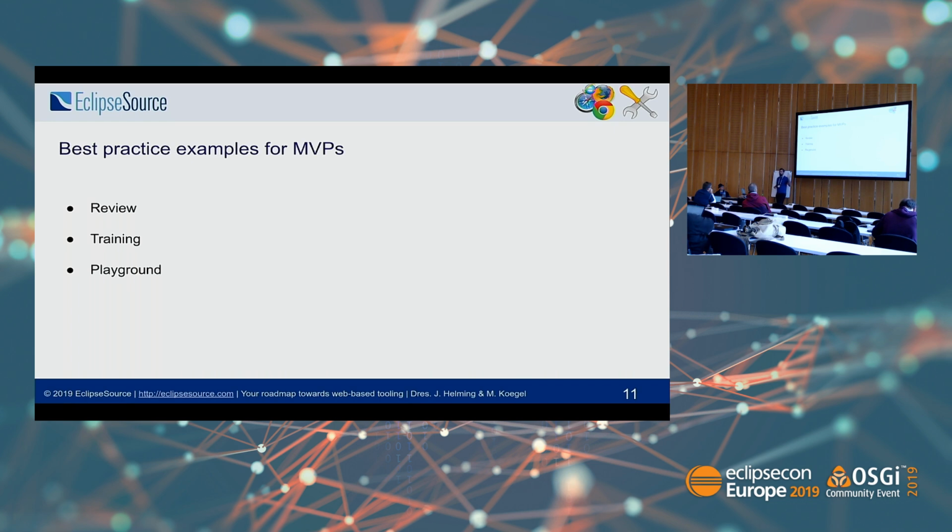This is all very abstract. What I want to close with for the first part are three example use cases that we have observed in several projects that are typically low-hanging fruits, meaning a lot of companies that we either work with or that we observe choose those use cases as first use cases to be supported in the web. The first one is the review use case.